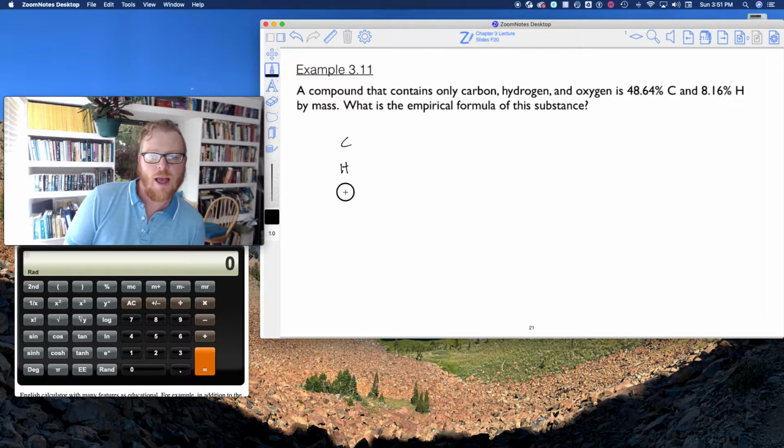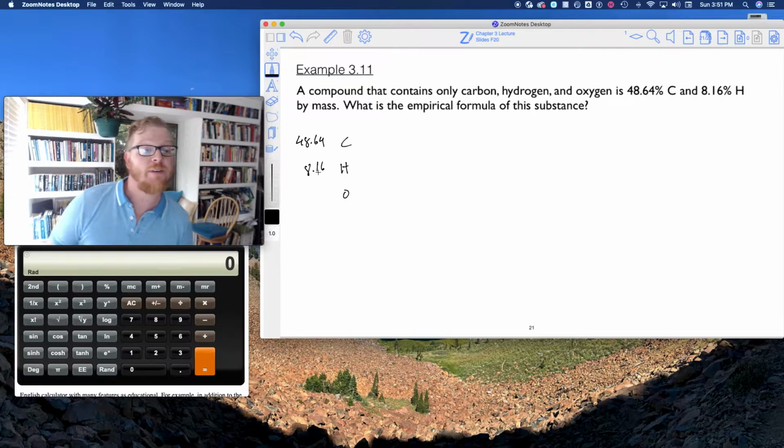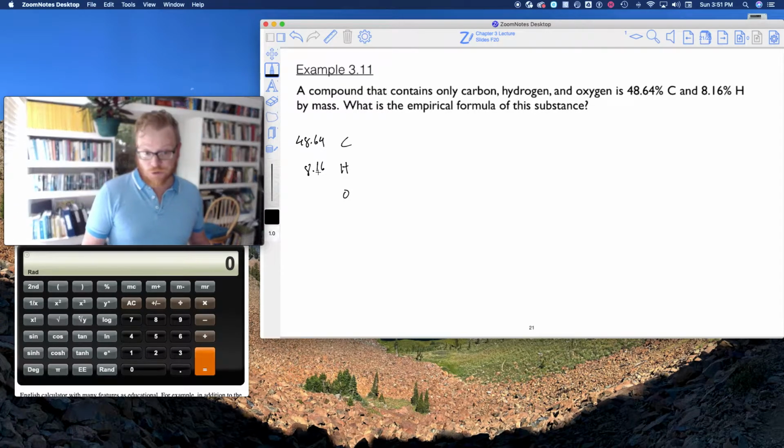hydrogen, and oxygen is 48.64% carbon, 8.16% hydrogen, by mass. Oh, and they didn't tell us the oxygen. That's why I got confused. Okay. What is the empirical formula of the substance? Well, hopefully it's obvious. If not, that's okay. But hopefully it's obvious that this all has to add up to 100, right?